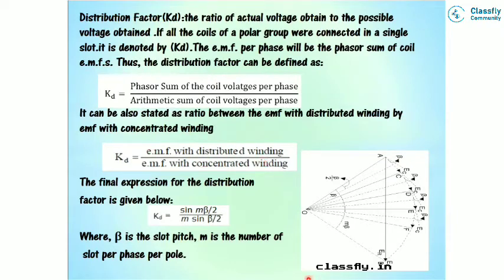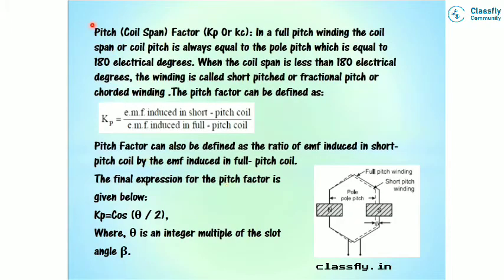Let's move on to the next type. The next type is the pitch factor, or you can say coil span factor. It is denoted by Kp or Kc. In a full pitch winding, the coil span or coil pitch is always equal to the pole pitch, which is equal to 180 degrees. From here to here is 180 degrees, so the whole black line is a full pitch winding. But whenever it is less than 180 degrees, that means this dotted line, it will be your short pitch winding.